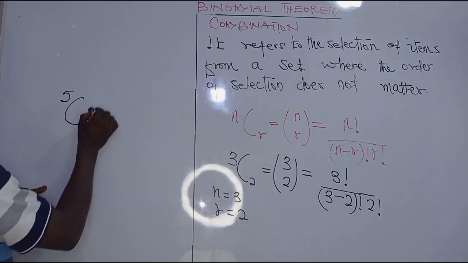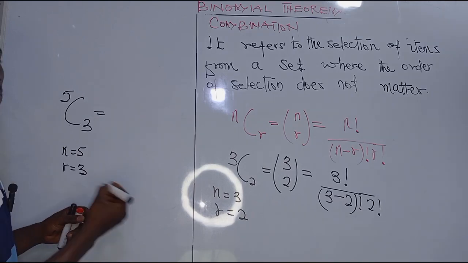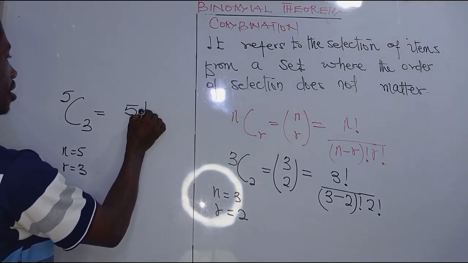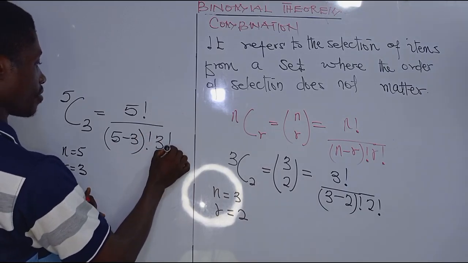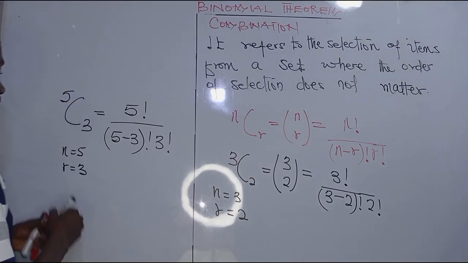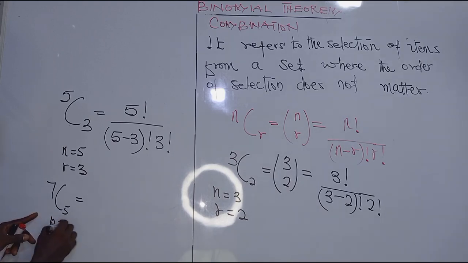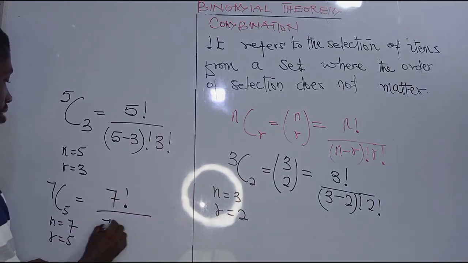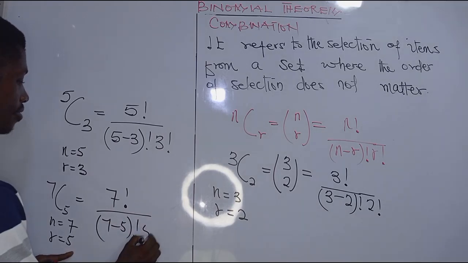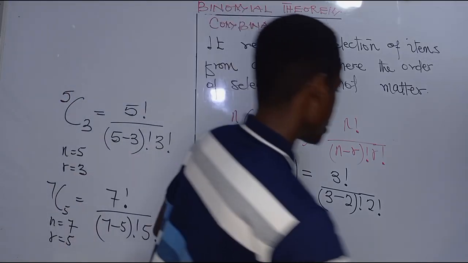Another example, if you have, let's say, 5 combination 3, we know that our n is equal to 5, our R is equal to 3. And by definition, we are going to have 5 factorial all over (5 minus 3) factorial, and then we have 3 factorial. Let's look at the last example. So let's take it that you have 7 combination 5. We know that our n is equal to 7, our R is equal to 5. And by definition, 7 combination 5, we are going to have 7 factorial all over (7 minus 5) factorial, and then we have 5 factorial. Now that we know this, how do we evaluate them?